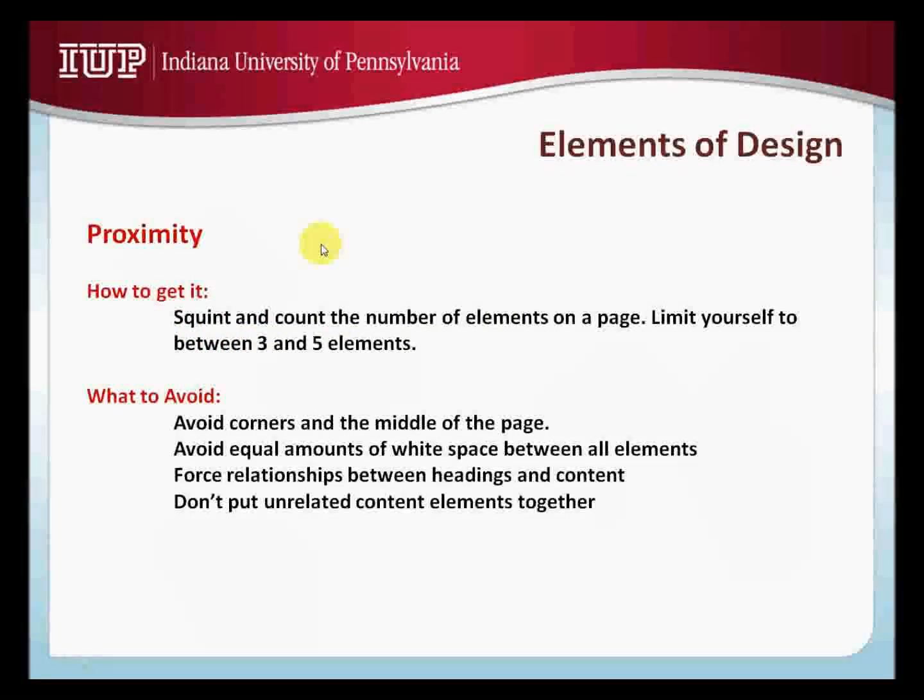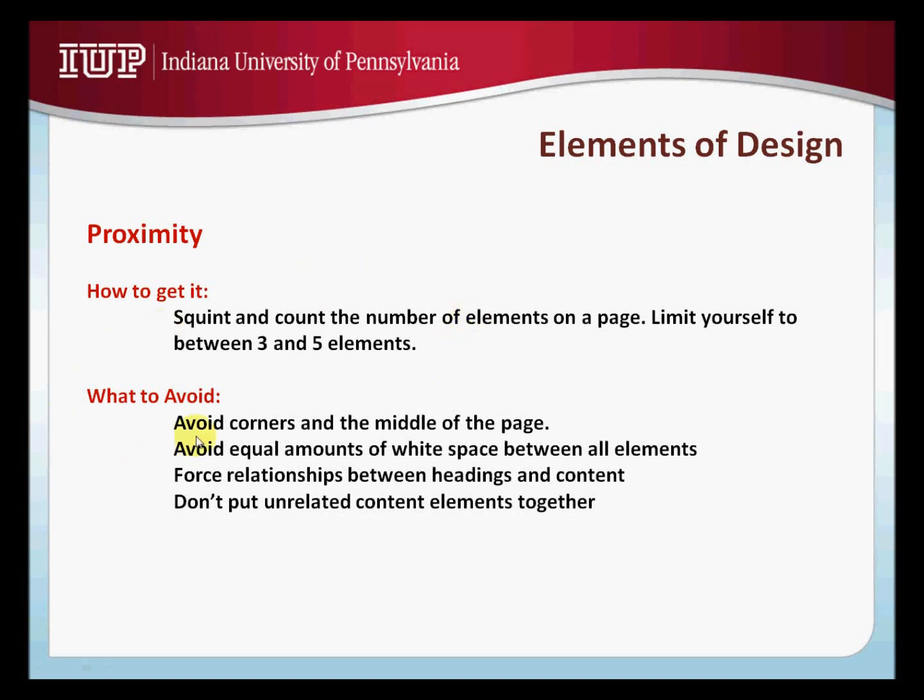Proximity is the concept of things being grouped together. When we put things together, it means that they have a relationship. Now, how do you get it? Well, you squint and count the number of elements on a page. Limit yourself to between 3 and 5 elements per page. So, whether you're designing a screen or a page or anything in particular, you want to employ the element of design of proximity and have no more than 3 to 5 groups of objects on the page.